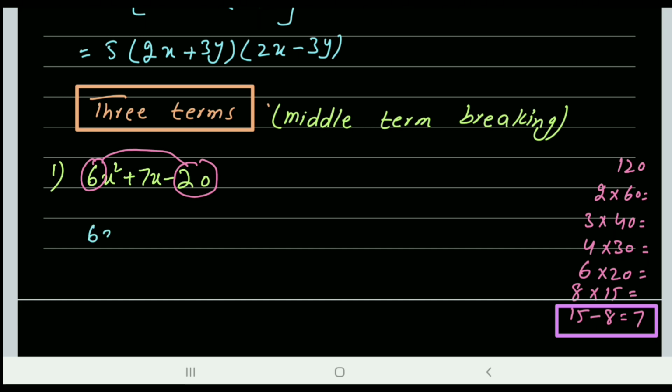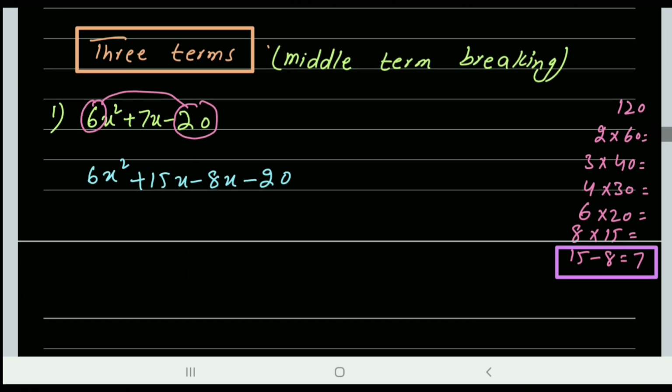First term will remain as it is. In place of 7x we will write plus 15x and minus 8x, and the last term will remain as it is. In place of the middle term we will write the factors that we have decided, like 15 minus 8 is 7, so we will write 15x minus 8x. Use the same variable with both terms. So this is your first step.